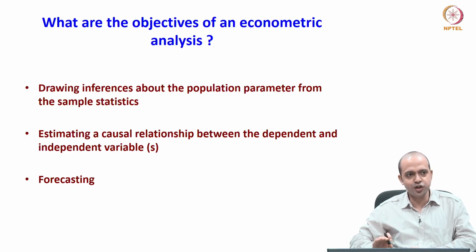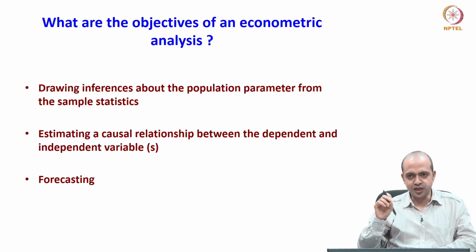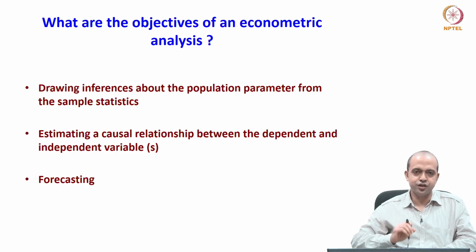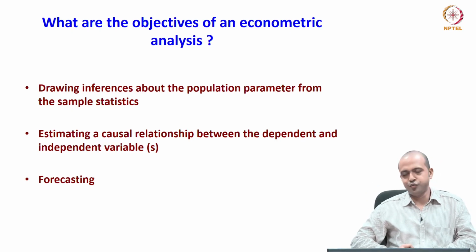And then forecasting. Once you estimate the model, you use any particular value of x, and you will get a corresponding value of y. If it is cross sectional data, we generally say prediction. If it is time series data, at the macro level, where you are trying to predict the consumption of a particular state or country, it is called forecasting. These are the three objectives of an econometric analysis.